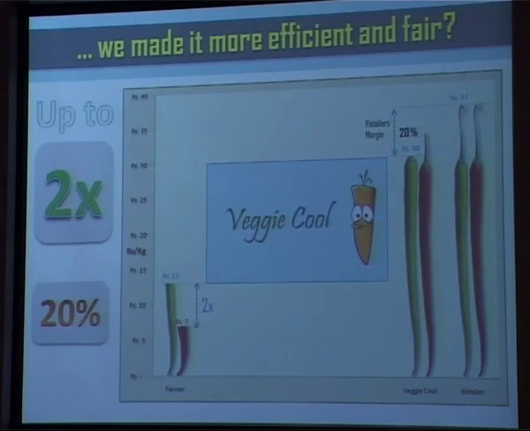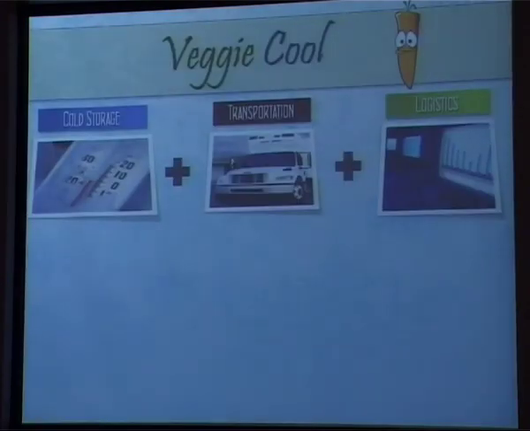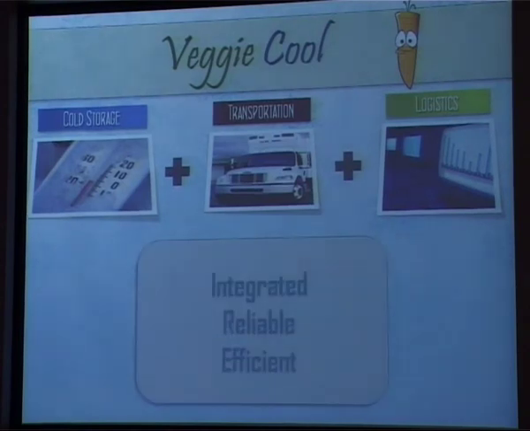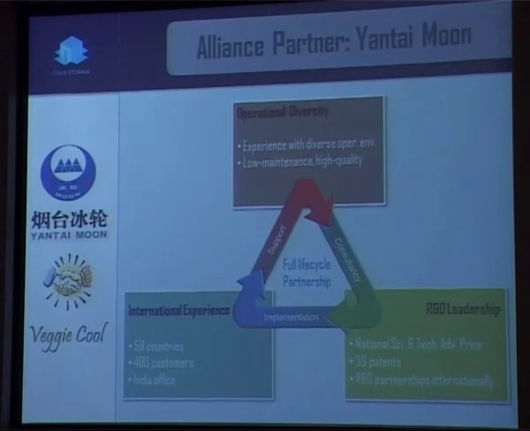VeggieCool will purchase farm produce from farmers, store it in cold storage facilities, and deliver it to retail markets in the city. This will eliminate middlemen and also reduce waste in the process. VeggieCool will partner with Yantaimon, a Chinese cold storage company, to construct and maintain cold storage facilities to improve the quality of the produce and to assure that we are upkeeping the quality of that produce while we are delivering it back to our retail units.